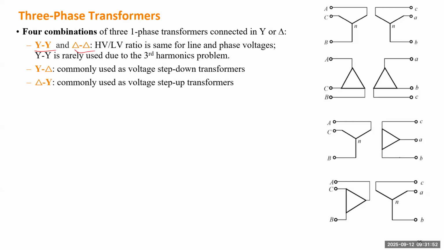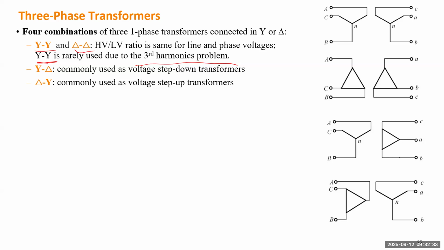For Y to Y and delta to delta, that's simpler. Those are similar connections because their high voltage to low voltage ratio is the same for line and phase voltage. So you either take both line voltages or both phase voltages to calculate the ratio. The ratio on each phase is exactly the same as the ratio for any other phase, or for either line voltage or phase voltage. Unfortunately, Y to Y is actually the easiest one for any calculation, but Y to Y is rarely used in practice because it has a lot of third-order harmonic issues. I'll talk about that shortly.